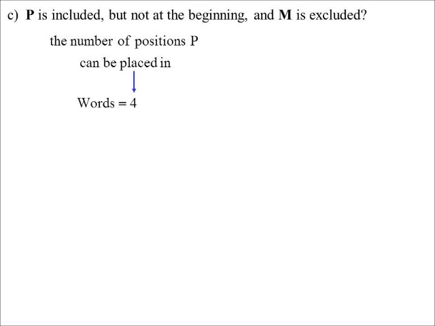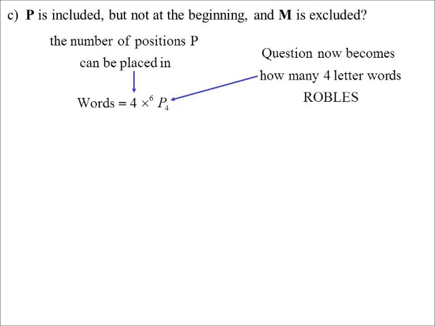Okay, P is now put in. I'm going to put in the other letters, so I've got to arrange another 4 letters from, oh, hang on, not allowed to use M. So it becomes 6P4, because we're now saying, how many 4-letter words from problems? We got rid of M. Not there anymore. So 4 times 6P4 gives 1,440.